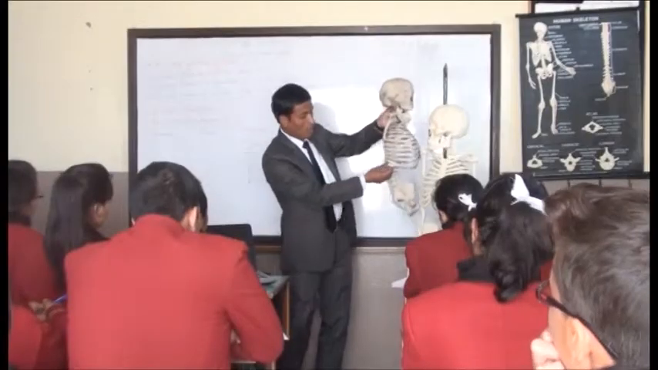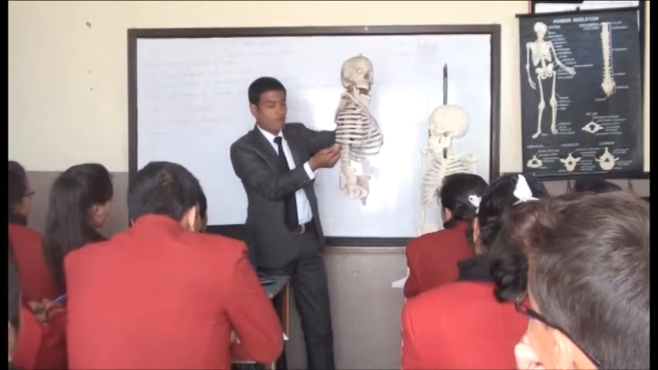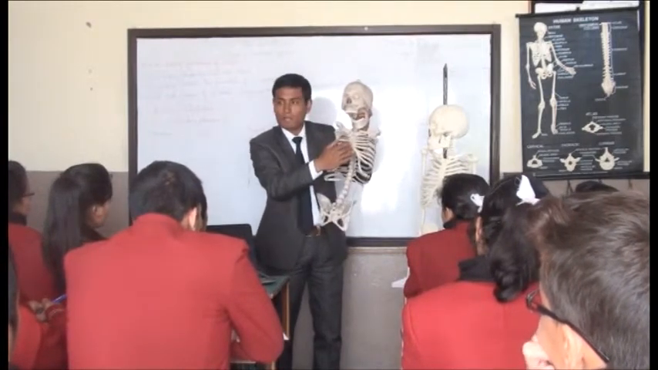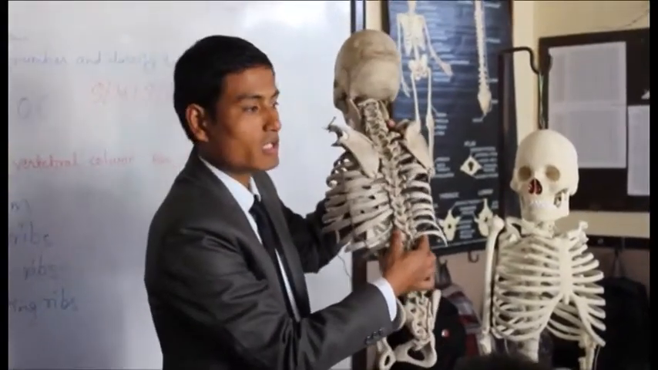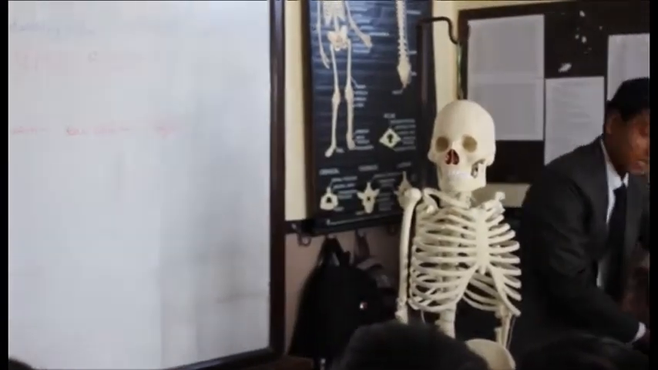If you go below, you can see 2 ribs still here on both sides. 2 pairs of ribs hanging. They are called floating ribs. They are not connected to the sternum at all. They are only connected to the vertebral column from behind. These are our rib cage.